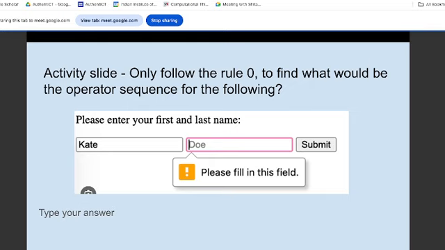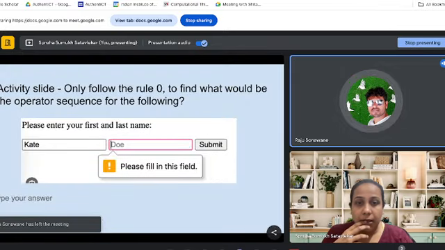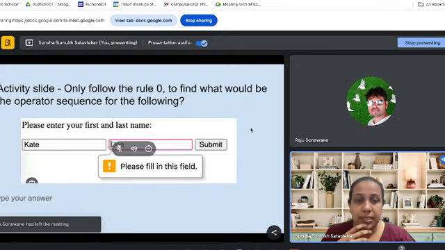So here is an activity. You have to follow this rule that whenever you are entering text, you don't need to have M before that. But when you are clicking on something and then clicking on something, or you are doing a key press for decision making, or you are clicking on a button, then in that case you have to add M. So can you guess what would be the operator sequence for this? If I were to fill this, I can click over here and say Kate over here. What will be the action operator sequence?